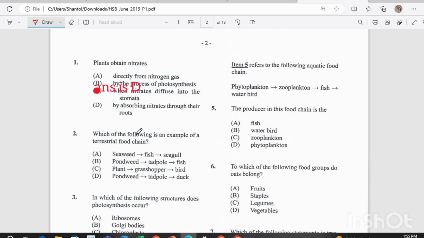Question 2. Which of the following is an example of a terrestrial food chain? Remember, terrestrial means land. Is it A. Seaweed, fish, seagull. B. Pondweed, tadpole, fish. C. A plant, grasshopper, bird. Or D. Pondweed, tadpole, duck. The answer is C. Plant, grasshopper, bird.